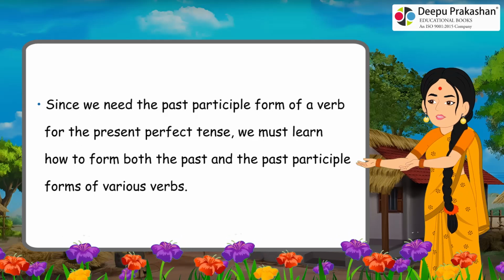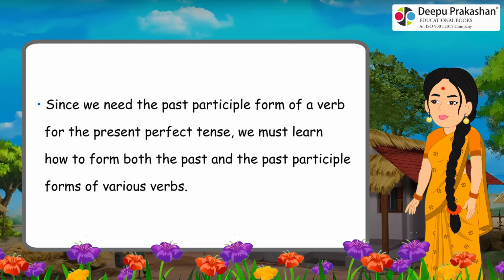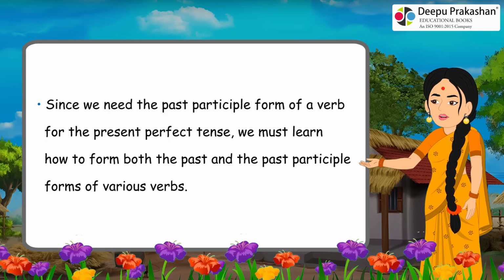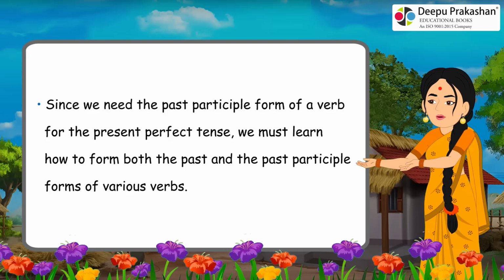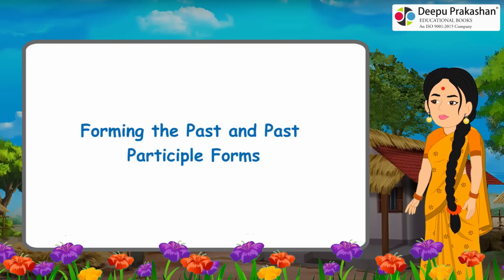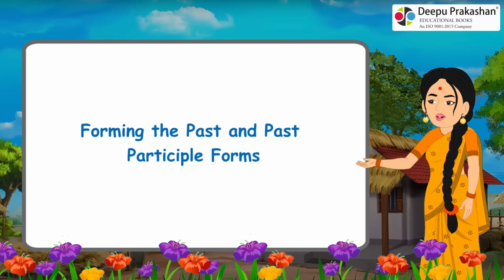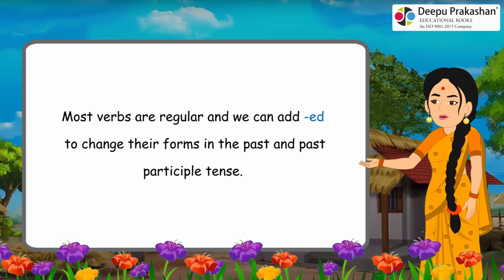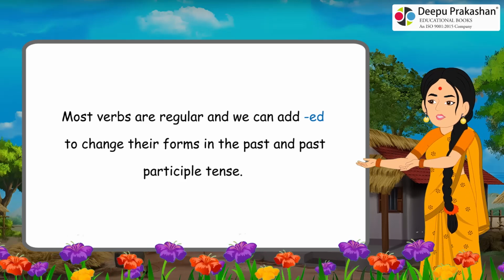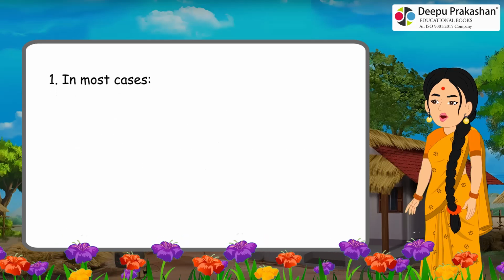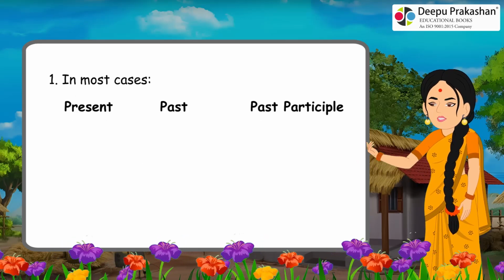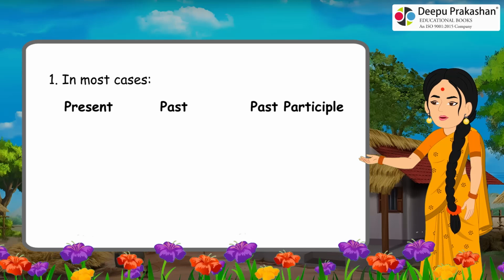Since we need the past participle form of a verb for the present perfect tense, we must learn how to form both the past and the past participle forms of various verbs. Forming the past and past participle forms. Most verbs are regular and we can add ed to change their forms in the past and past participle tense. 1. In most cases. Present, past, past participle.